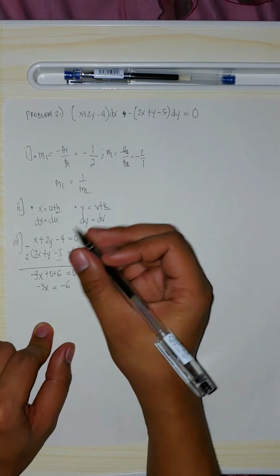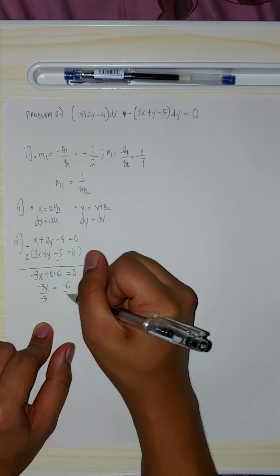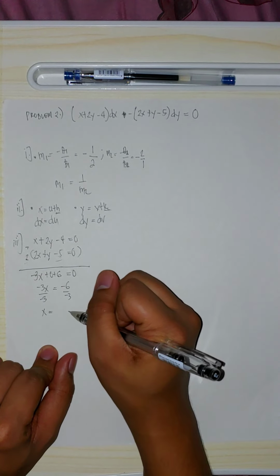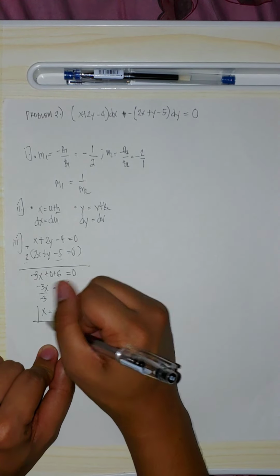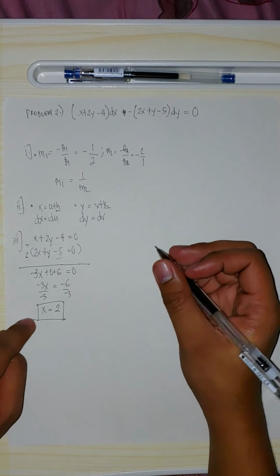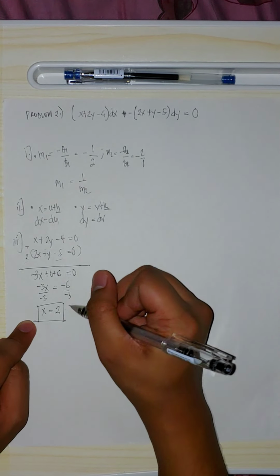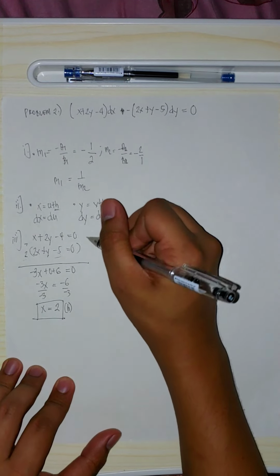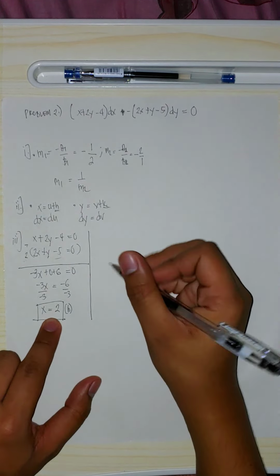Okay, we transpose it and solve for x. We divide the whole equation by negative 3. We have x is equal to 2. This intersection value will be our h, because h is the x coordinate. So we have x equals 2.